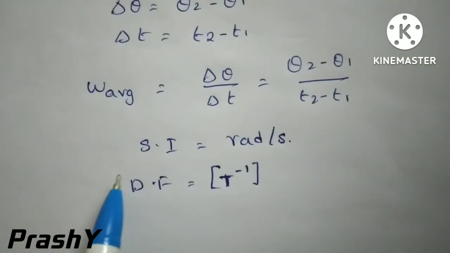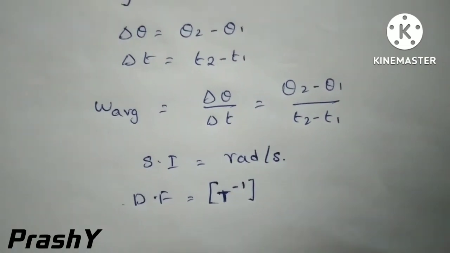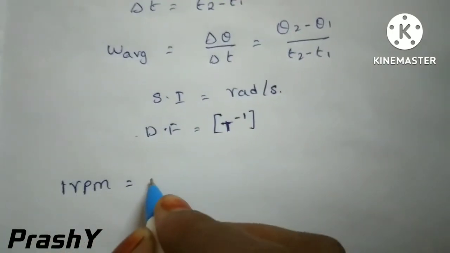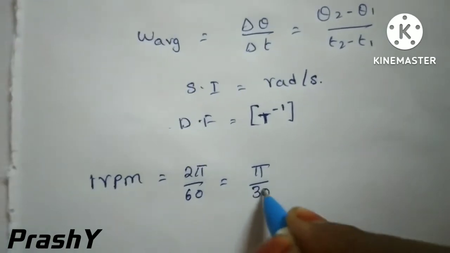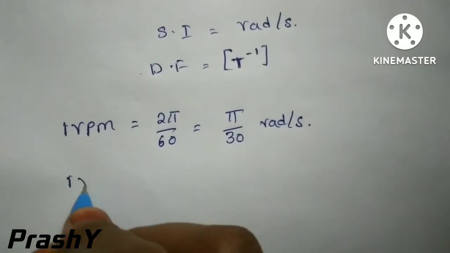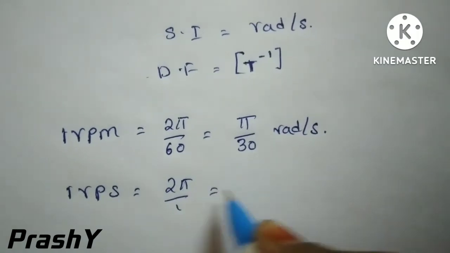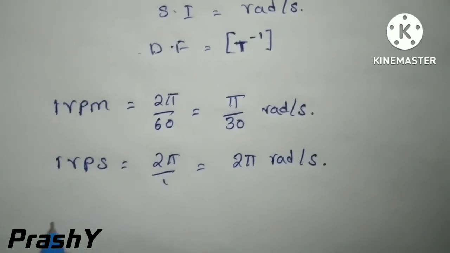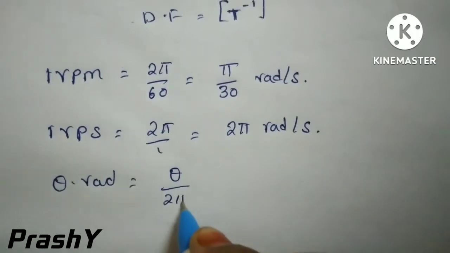So we have already studied about SI units, that is radian per second. This angular velocity is measured in revolutions per minute. So 1 revolution per minute is equal to 2 pi by 60, so we can write it as pi by 30 radian per second. We will also use revolutions per second. That is equal to 2 pi by 1, that is equal to 2 pi radian per second. Or theta radians: theta radian is equal to theta by 2 pi revolutions.